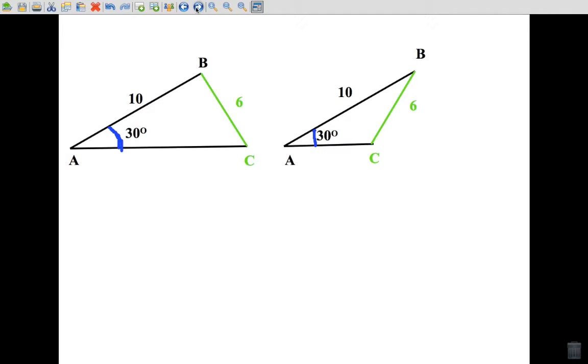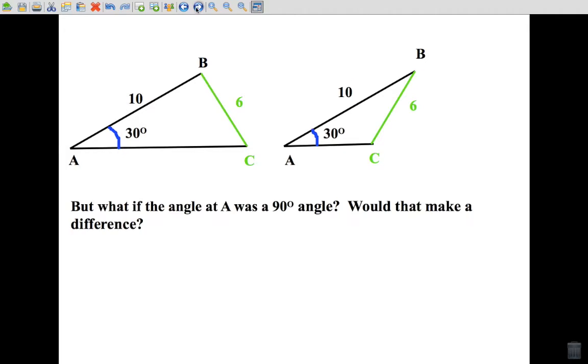Taking a look at this triangle. Segment BC either swings out far to the right, like it does in the first triangle, or it swings over inside to the left, as it does in the second triangle. That's why we do not have a triangle congruence theorem, angle side side. But what would happen if angle A was a 90-degree angle? Would this make a difference in the way the triangle would be created?